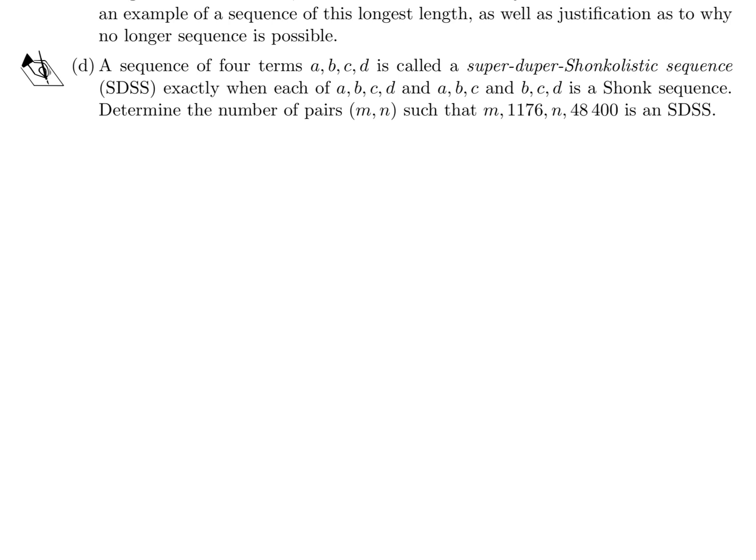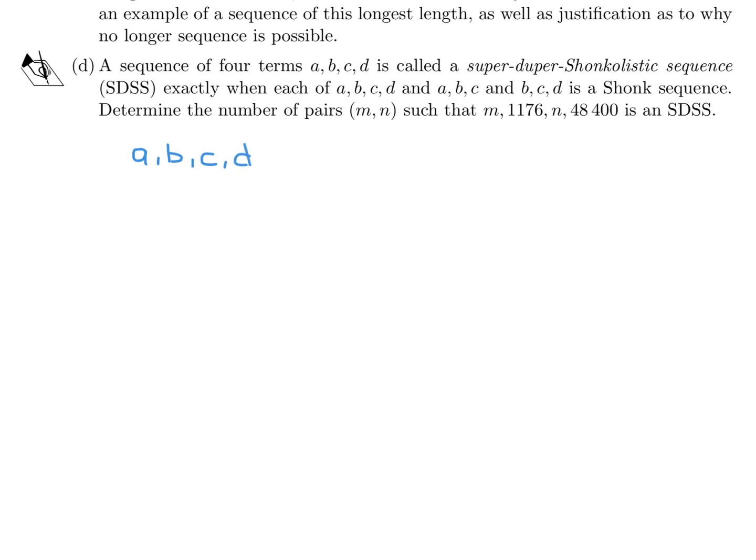And finally, a sequence of 4 terms, A, B, C, D, is called a super-duper Schonkolistic sequence, SDSS, exactly when each of ABC and BCD is a Schonk sequence. Determine the number of pairs (M, N) such that M, 1176, N, 4840 is an SDSS. Okay. So we want ABCD to be an SDSS.